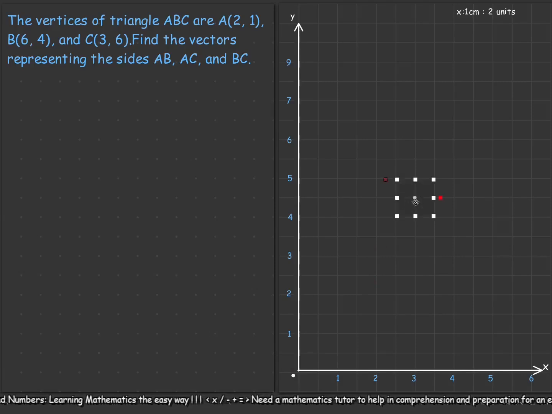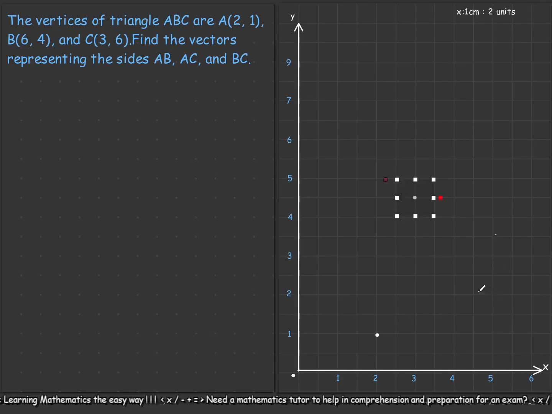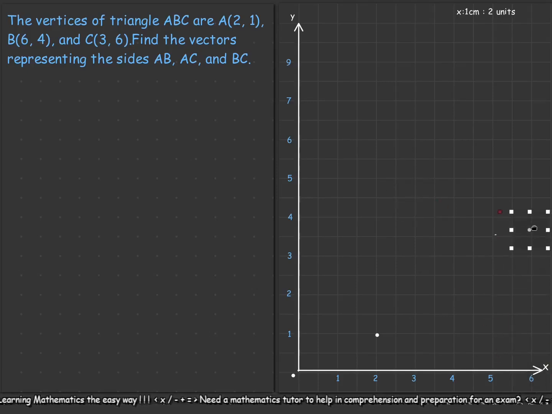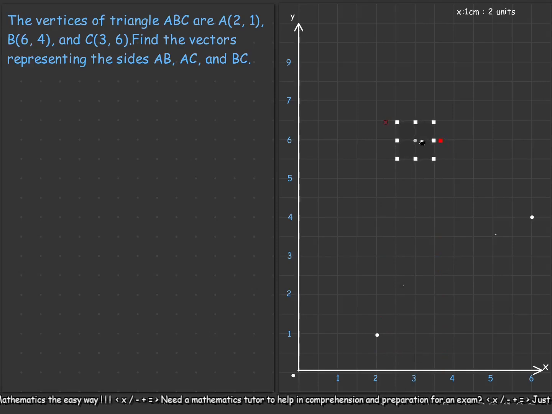So A was (2, 1). So we come to X being 2, then we go up to Y is 1. Now our next one is B, whose coordinate is (6, 4). So we come to 6 and then we move up to 4. This is the point over here. And then we come to our last coordinate, which is C, with coordinates (3, 6). So X is 3, then move up to 6.